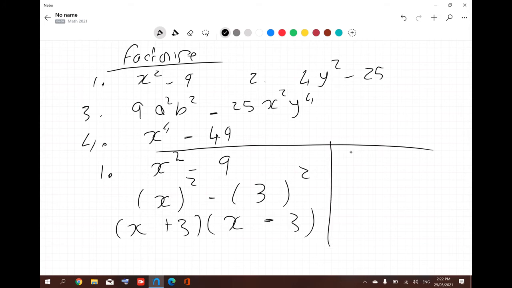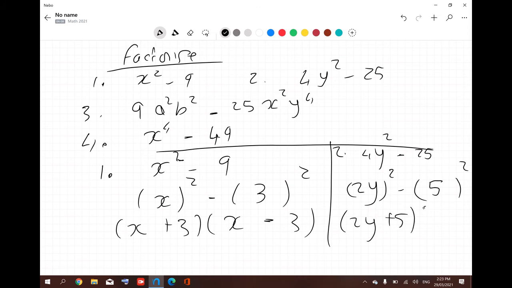Number 2 is 4y squared minus 25, using the same methods. First, make sure it is something squared minus something squared. What number do I put here so that when I square it I get a 4? It is a 2, and this must be a y. When you square it you get y squared. What number do you put there to get 25? Definitely it's a 5. Now it's very easy: 2y once you add it to the 5 and 2y once you subtract it.